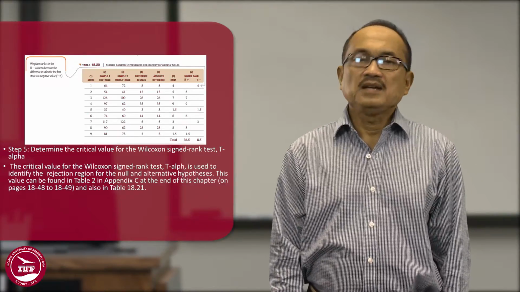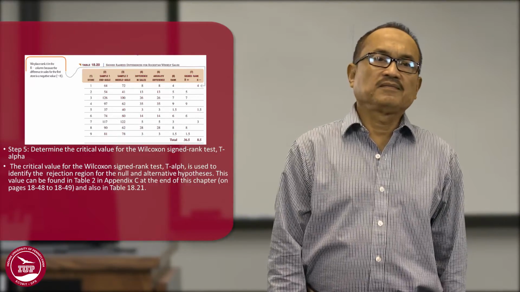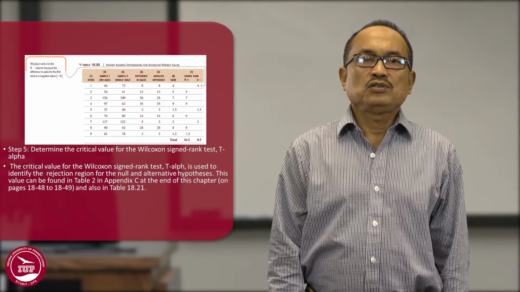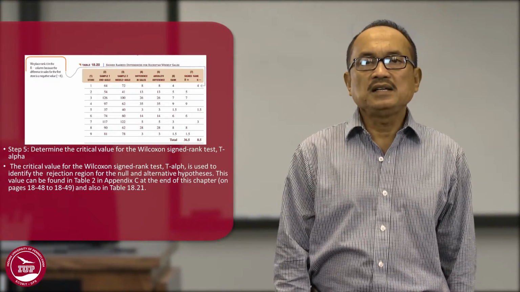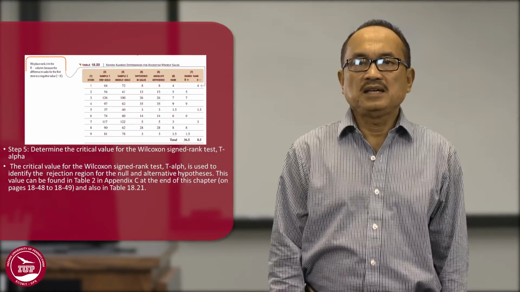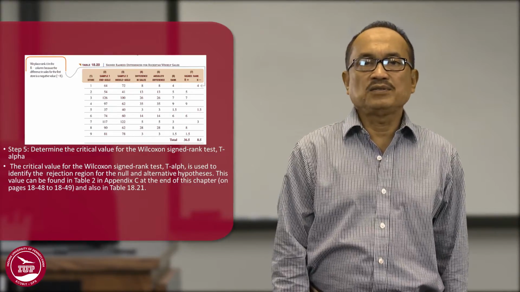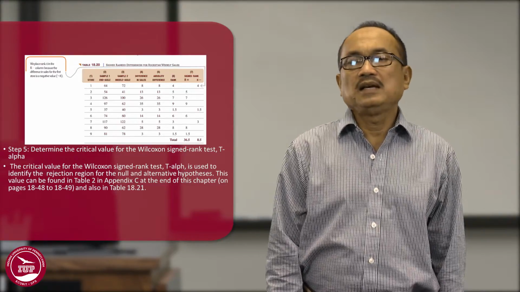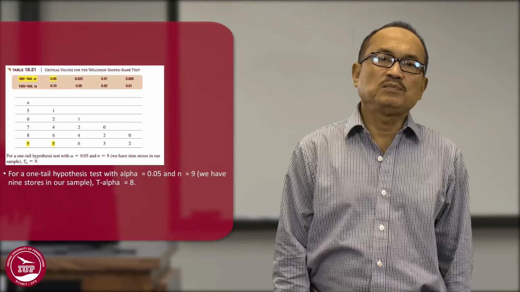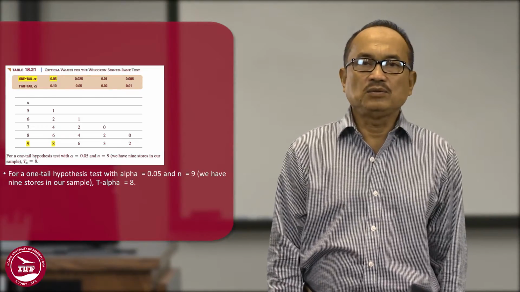Step 5. Determine the critical value for the Wilcoxon sign rank test, T alpha. The critical value, T alpha, is used to identify the rejection region for the null and alternative hypothesis. This value can be found in Table 2 in Appendix C at the end of this chapter, on pages 18-48 and 18-49, and also in Table 18.21. For a one-tailed hypothesis test with alpha equal to 0.05 and n equal to 9, since we have 9 stores in our sample, T alpha is equal to 8.